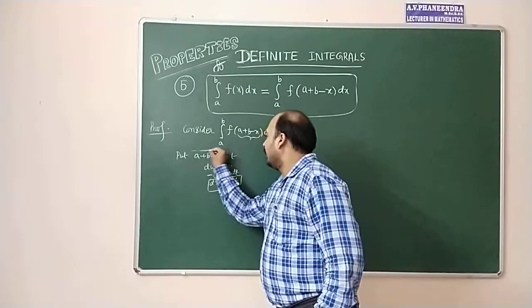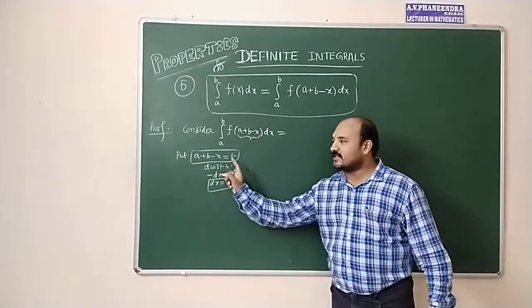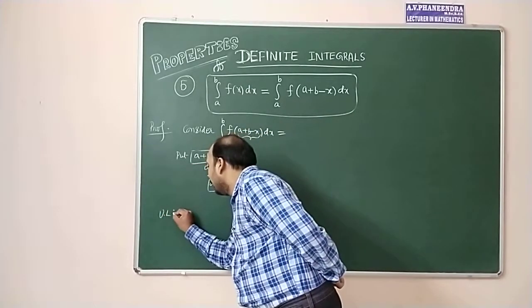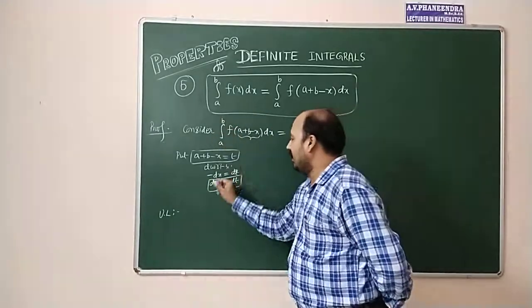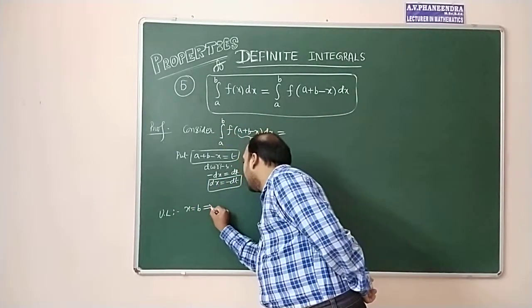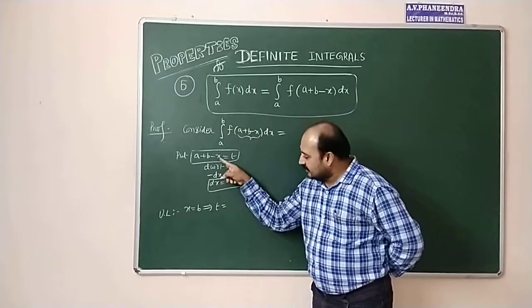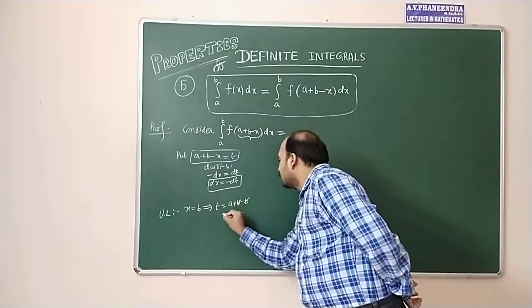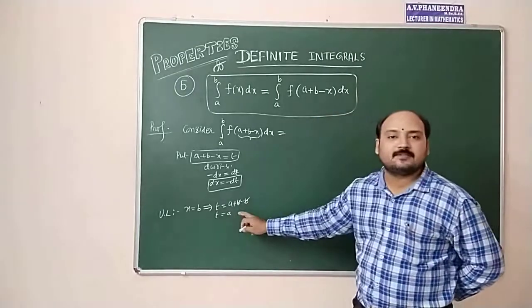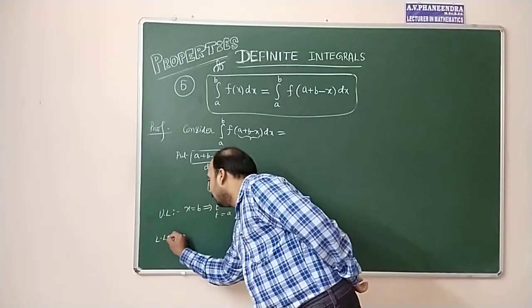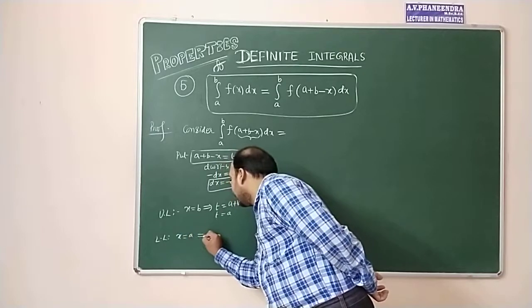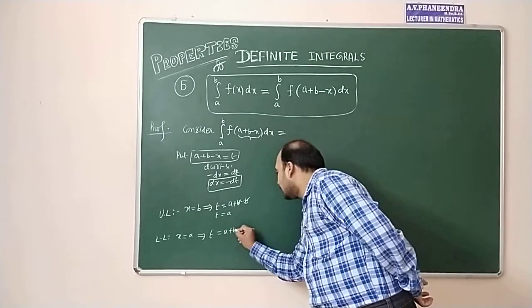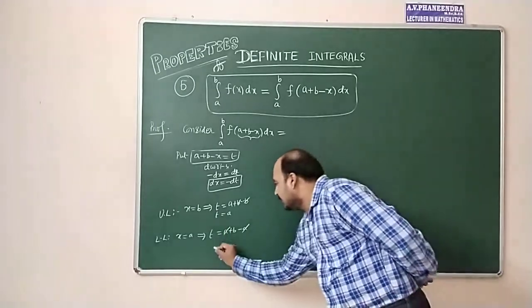Till here we got it. Whenever you are taking an assumption, limits will change. I already said that. So upper limit first: when x is equal to b, that implies t is equal to, in place of x substituting b, a plus b minus b. So t is equal to a. Upper limit becomes a. Lower limit: when x is equal to a, the value of t becomes a plus b minus a. Minus a plus a get cancelled. T is equal to b.